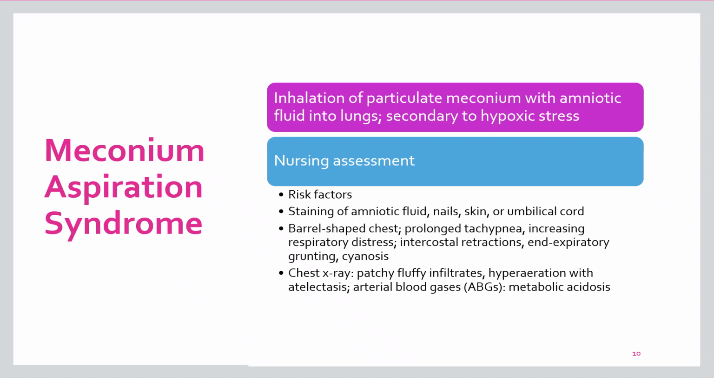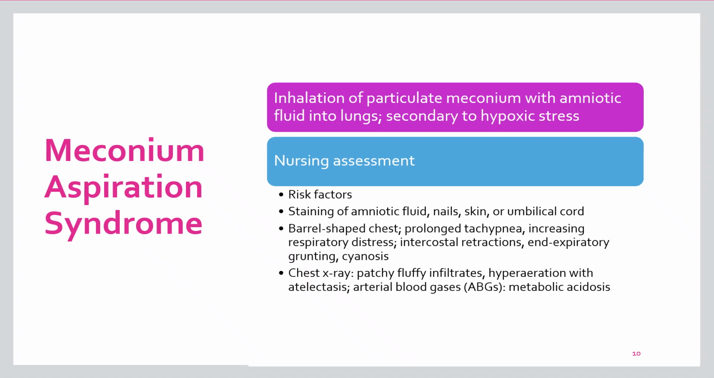So what is the nursing assessment here? We look for the risk factors. The risk factors are if the baby has distress or the mother has any problems, so look for all the risk factors of meconium aspiration. Staining of amniotic fluid: look at the amniotic fluid and see if it's a greenish yellowish color. Nails, skin or umbilical cord: not only the baby's skin, but the nails, skin, and umbilical cord can all be stained yellow-green from the meconium.